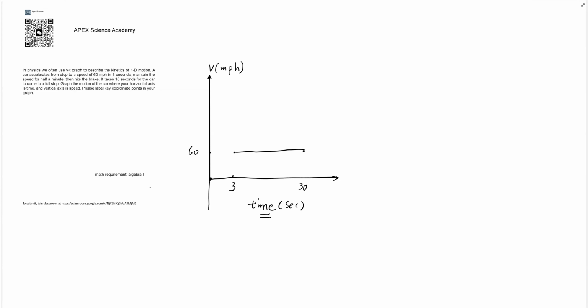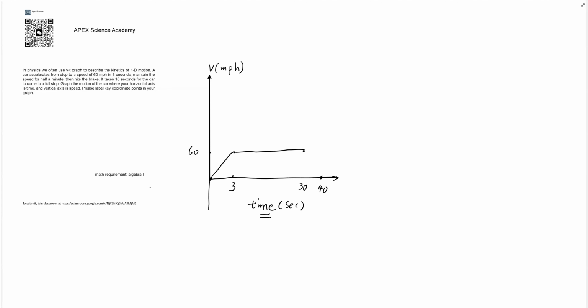All right, so then it hits the brake and takes 10 seconds for the car to come to a full stop. So the next key point would be 40, and we know that it's going to be 0 again. Now in between this point and this point, it is accelerating. The easiest way to do that is by linking them directly. That means the car is going to accelerate at a constant rate.